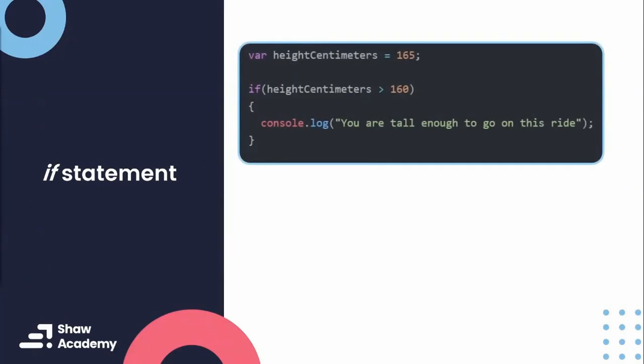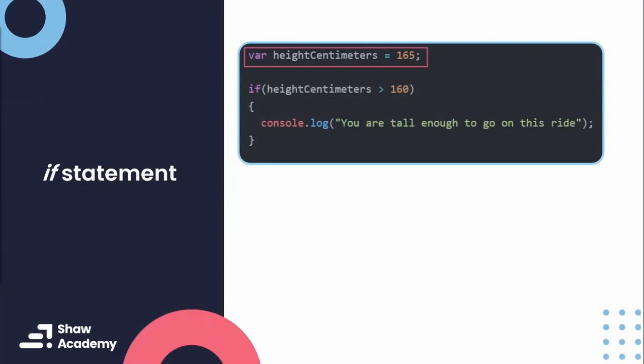Now, here is a typical example of how we can actually use the if statement in code. Before we jump into the code, let's build a quick scenario. Let's, for argument's sake, say that you would like to go on a roller coaster ride, but to actually go on the ride, you need to be a specific height at least. So in our code, we create a variable called height centimeters, and this just holds a value of 165.